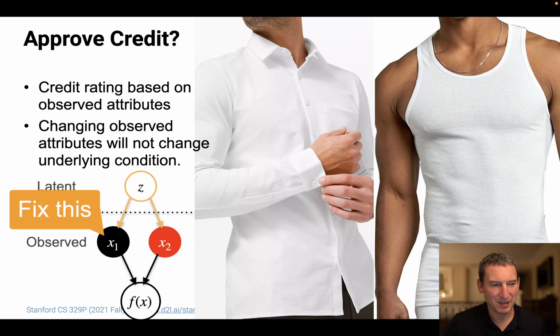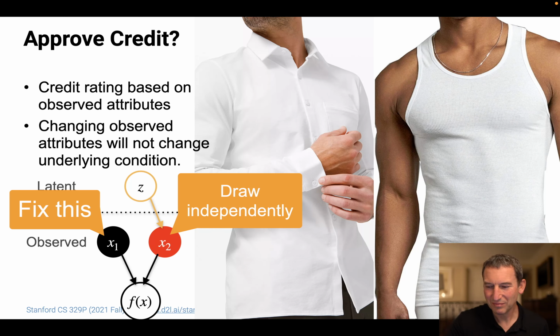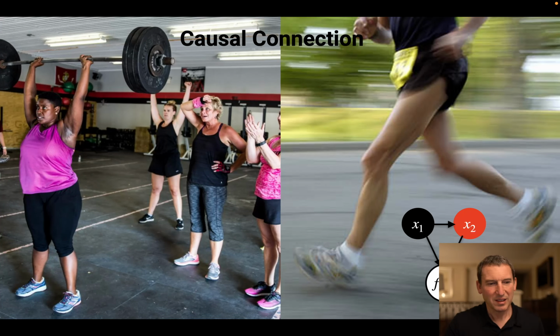So if I basically fix this by giving that person a different outfit, well, I don't really change anything on the underlying causes. So therefore, it shouldn't really have any effect. And so you should really go and draw the other variable independently rather than conditioning it. That's not always the case.